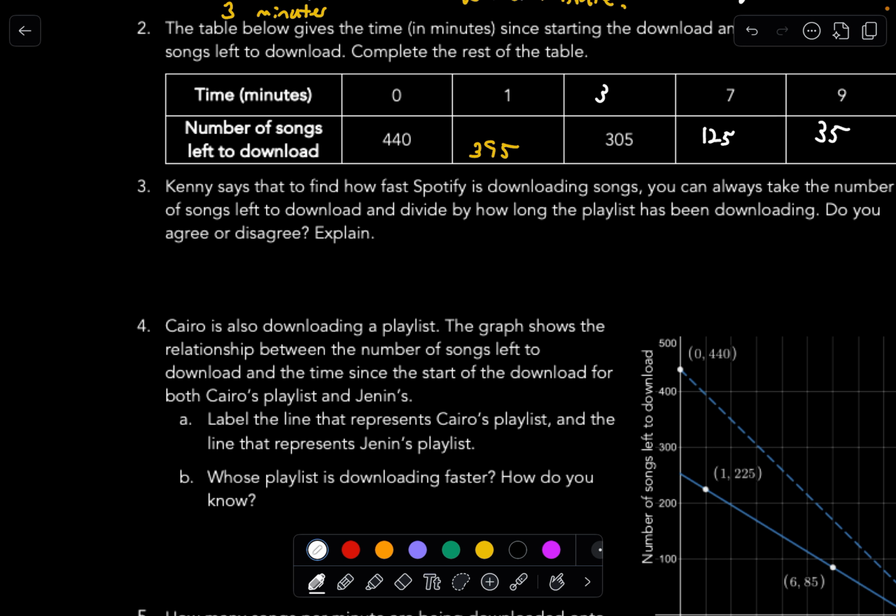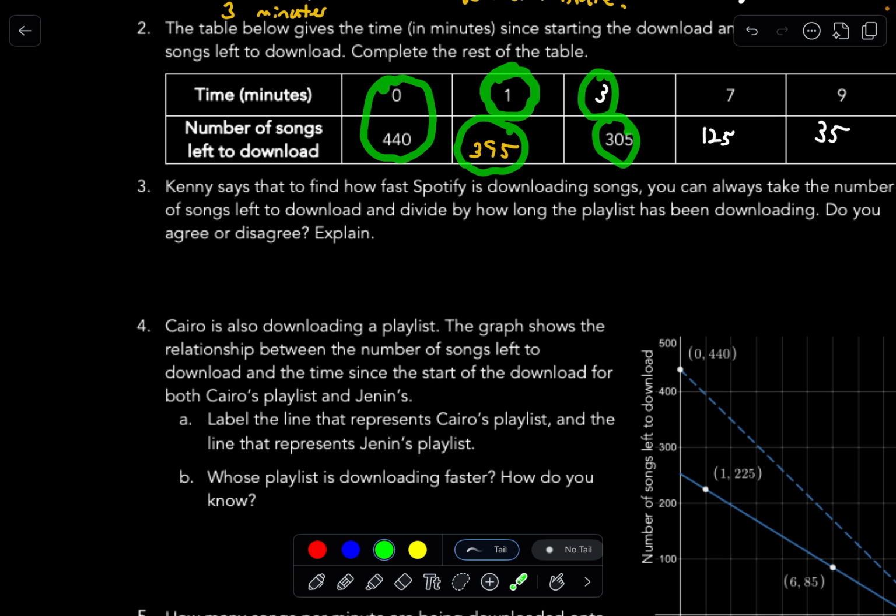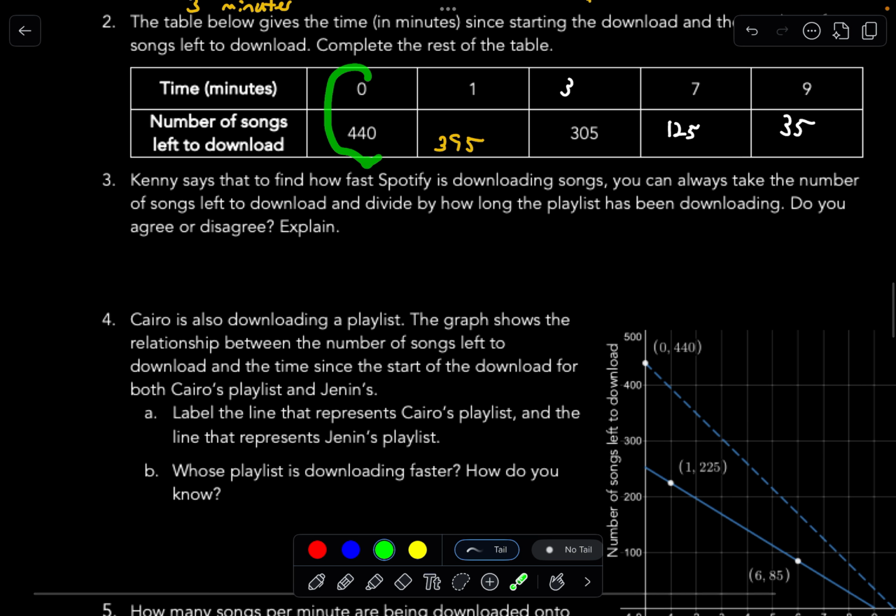if you're just taking the number left to download by how far into the downloading process you are, right? What do we do here? Can we take 440 and divide by 0? Is that something that's legal? Can you divide by 0? And the answer I hope you would say is no. You can't divide by 0. All right? Because you're asking how many times does nothing go into something? And you can't really define that. So it doesn't make sense here.